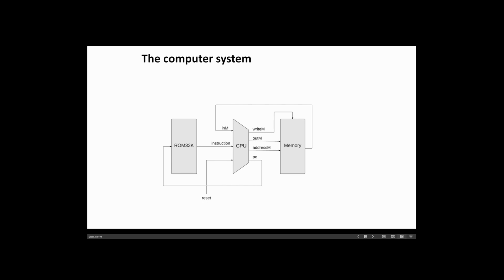Furthermore, along with the inputs, the CPU has several outputs that are connected to the instruction memory and the data memory as well. These outputs are called writeM, addressM, outM, and PC, or the program counter.